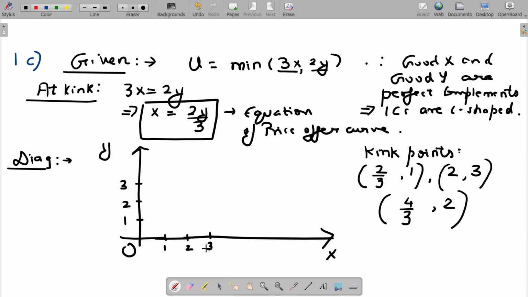2 by 3 is how much? So I am drawing a rough sketch. 2 by 3 is 0.67. So 0.67 will be somewhere here. So this is 1 point.